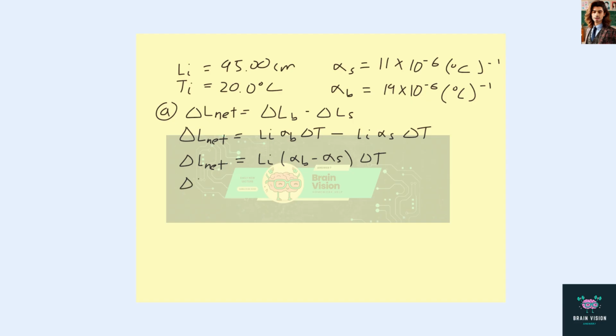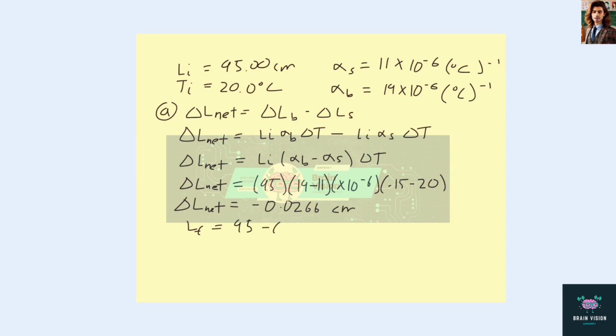Now we can plug our numbers in and find our change in length. Change of length measured is equal to Li, which is 95 centimeters, and then alpha B minus alpha S, we're going to have 19 minus 11 times 10 to the negative 6 inverse degrees Celsius, times our delta T, which for A is negative 15 minus 20 degrees Celsius. We find that our delta L net is going to be negative 0.0266 centimeters. So if our initial is 95 centimeters, then our final is just going to be 95 minus 0.0266 centimeters, which is equal to 94.97 centimeters.